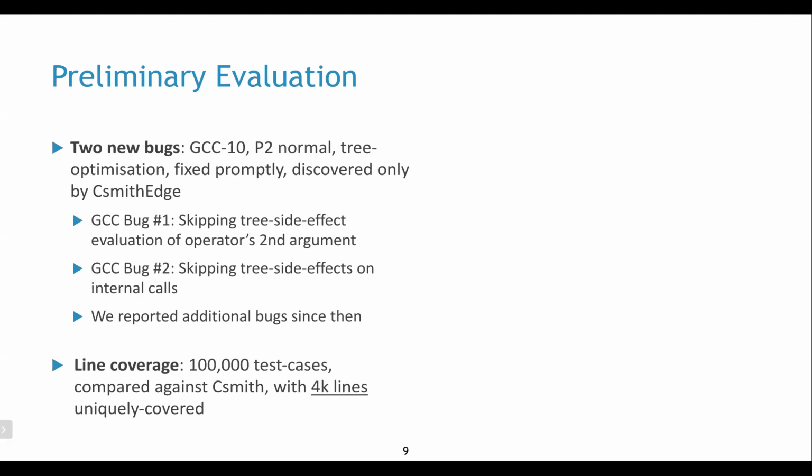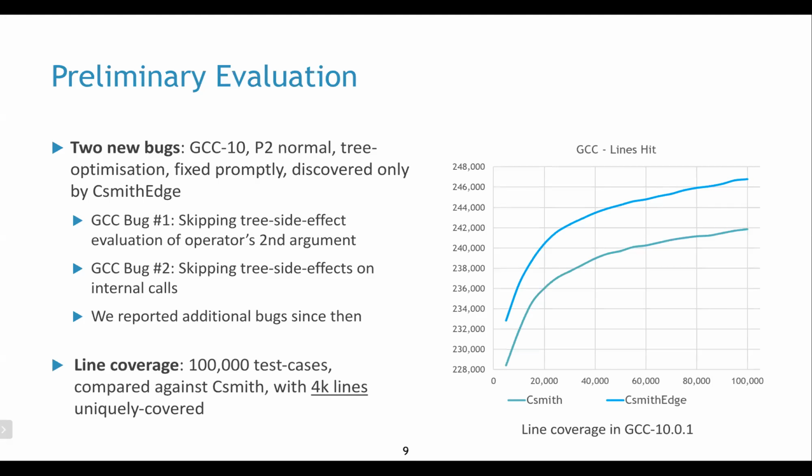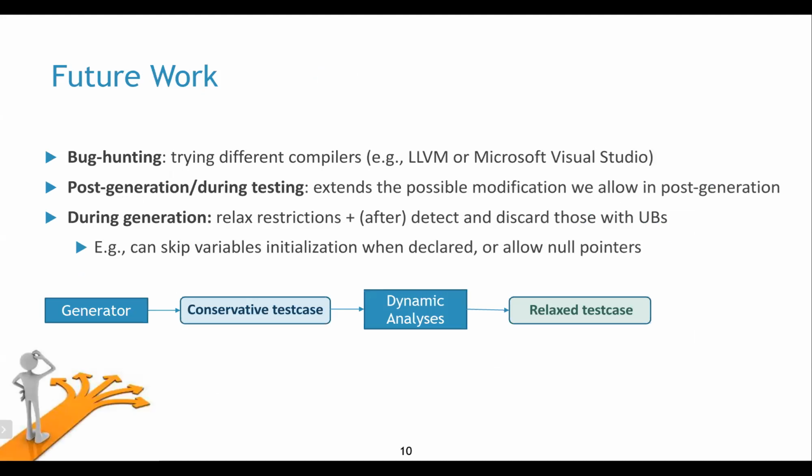In addition, the line coverage was increased by 4,000 lines compared to Csmith, which you can see on the graph on the left. The green line is the coverage achieved by Csmith, and the light blue line is ours. In the future, we are going to use our tool to try to find more compiler bugs, not only in GCC, but also in LLVM and in Microsoft Visual Studio.